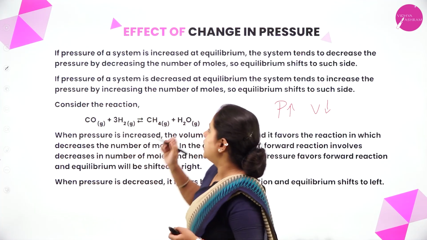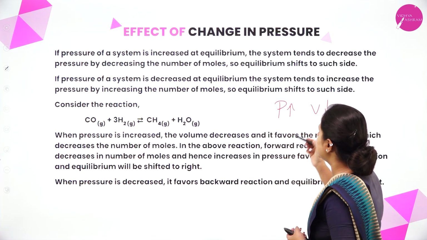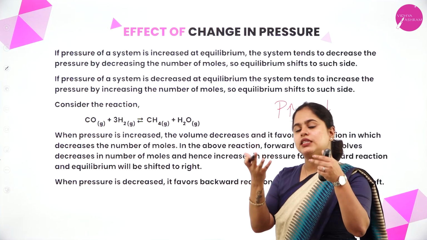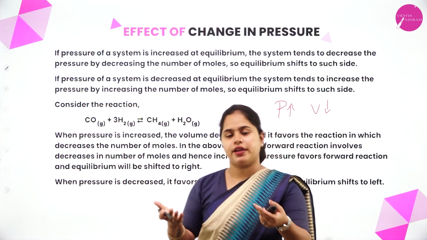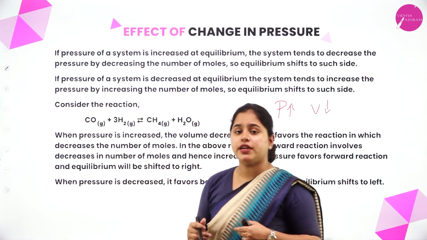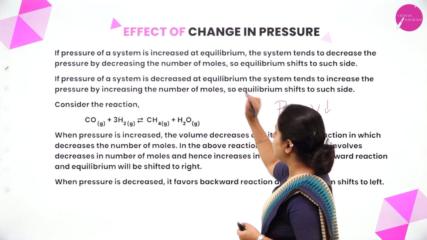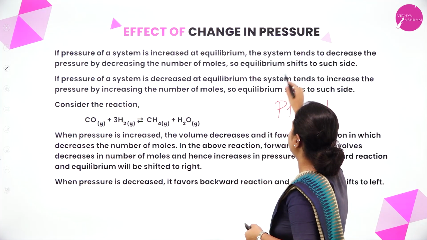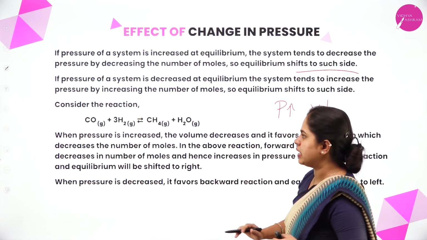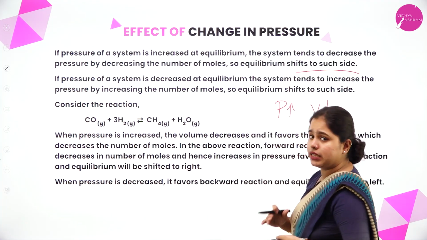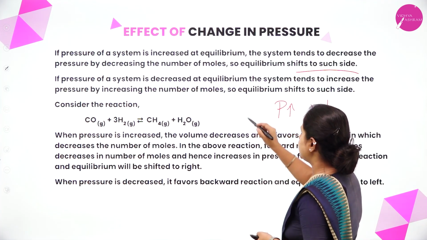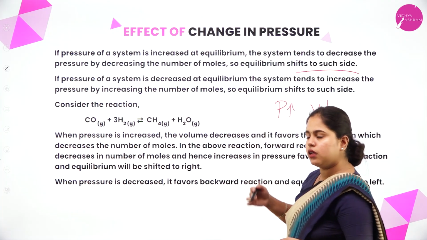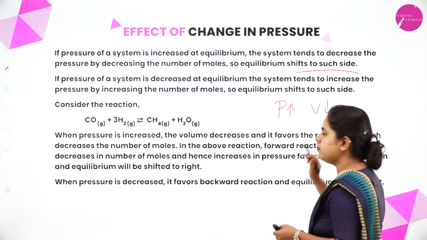So, based on this, if pressure of the system is increased, the system will tend to decrease the pressure. If we are increasing the pressure, what will the system try to do? It will try to decrease the pressure. How will it try to decrease the pressure? By decreasing the number of moles. So, equilibrium will shift to the appropriate side. If pressure of a system is decreased at equilibrium, the system tends to increase the pressure by increasing the number of moles. So, equilibrium will shift to such side.